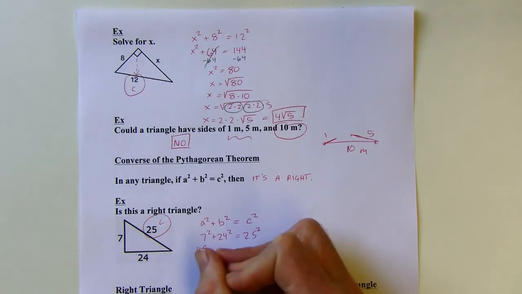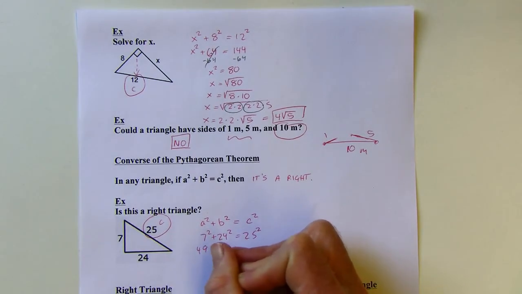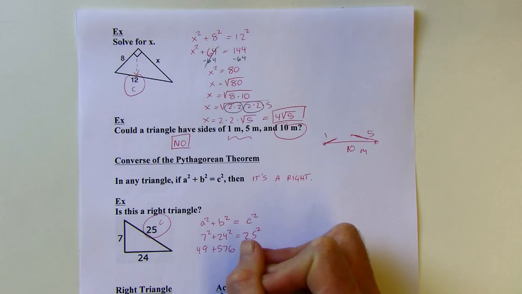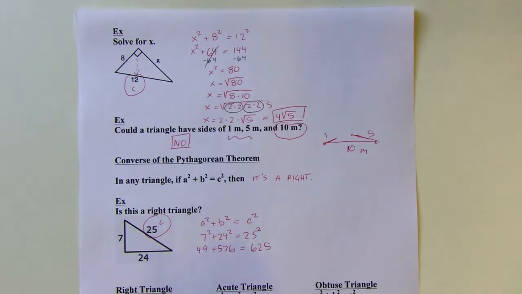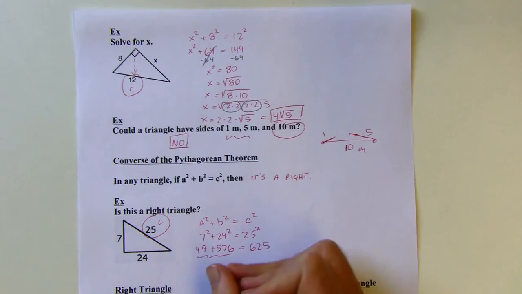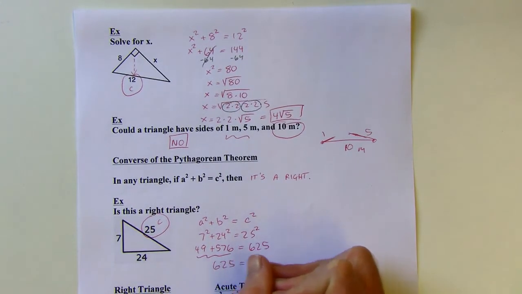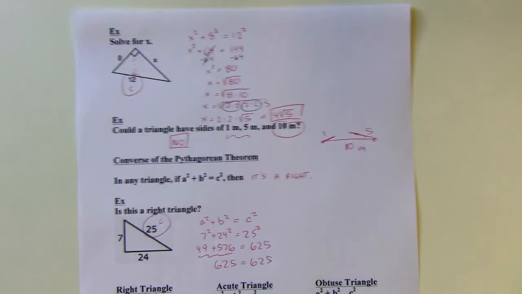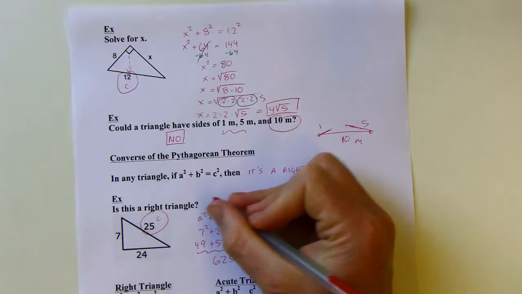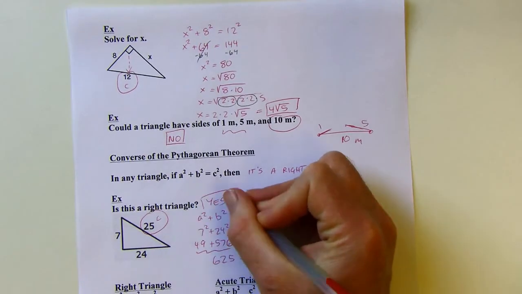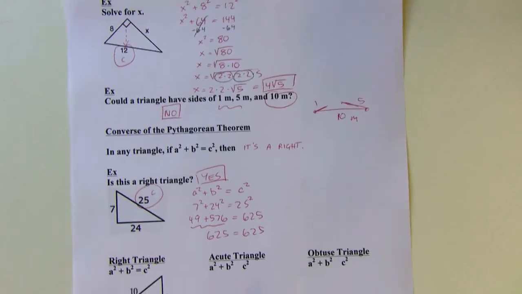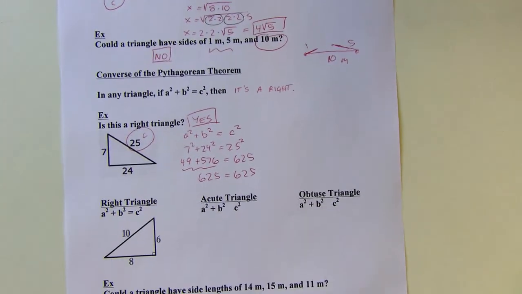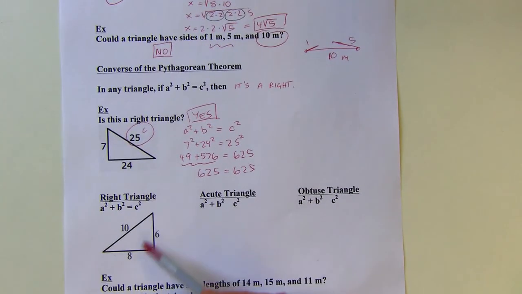Okay, 7 squared is 49, 24 squared is 576, and 25 squared is 625. Okay, and when I add those together, sure enough, both sides balance out, and so this did work with the Pythagorean theorem. Therefore, this is a right triangle. Okay, so hey, that's another Pythagorean triple then, another very common one you'll see, 7, 24, 25. Okay. All right, so right triangles, we've got this relationship.